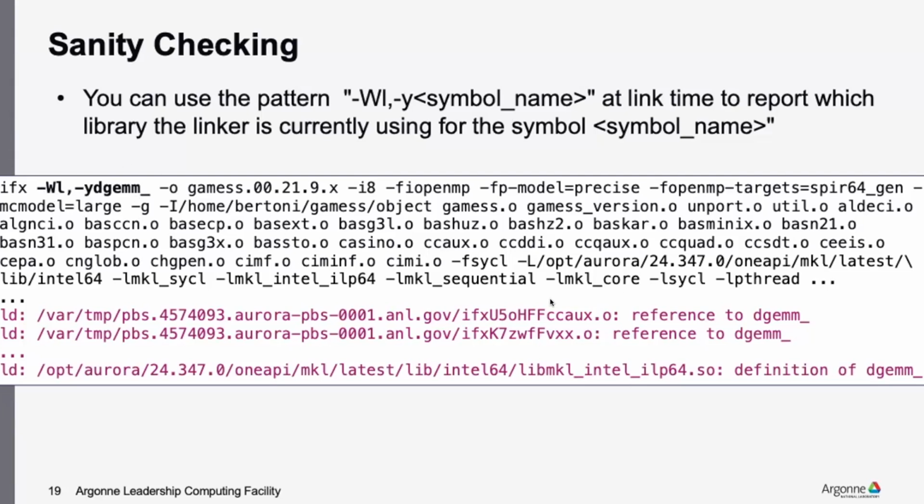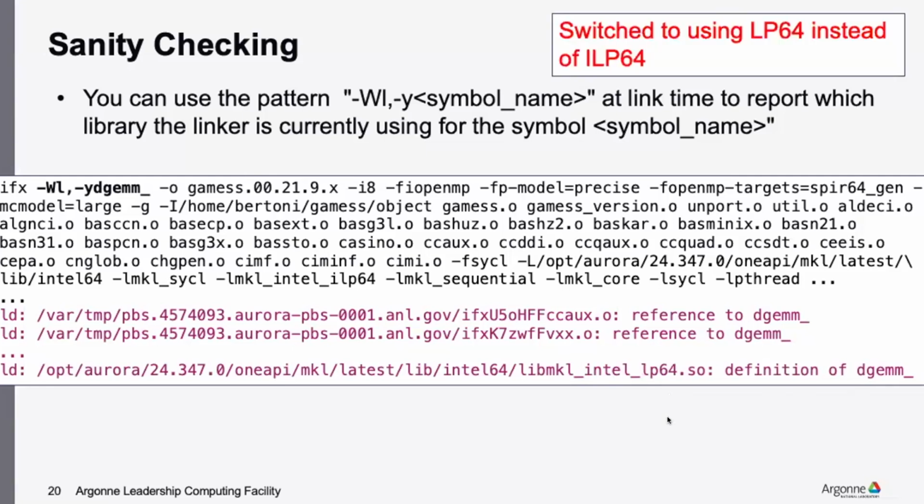I see it will output a bunch of text, but it will say, okay, I have a reference to dgemm in this, which is just an object from the code. And then the linker will say, the definition of dgemm that I'm pulling in is from libmkl_intel_ilp64.so. And that can be useful because, like I mentioned before, MKL has both ILP64 64-bit integer interfaces and LP64 32-bit interfaces. So it can be useful if you want to just double check where your symbols are coming from.